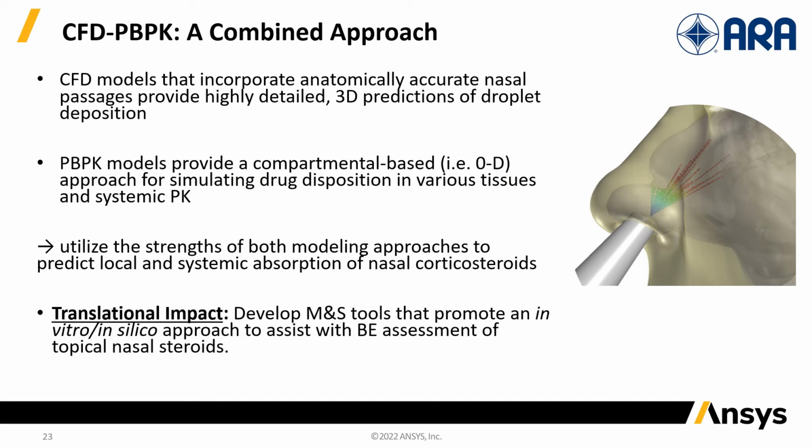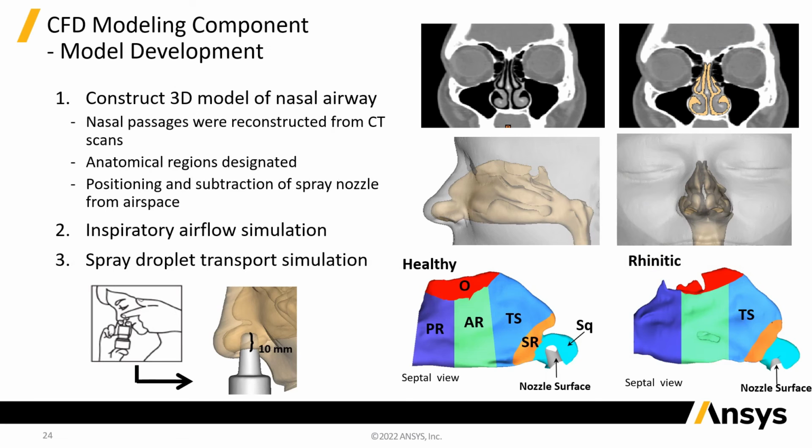The solution came from combining the CFD approach with a PBPK model of the absorption of drugs from the nasal cavity. The goal was to develop a comprehensive approach that would be accepted by the regulatory authority, and in this case, the FDA. For the PBPK side, the nasal cavity was split into 6 different compartments. And note that the geometries were considering the difference between the healthy patient and the rhinitic patient.